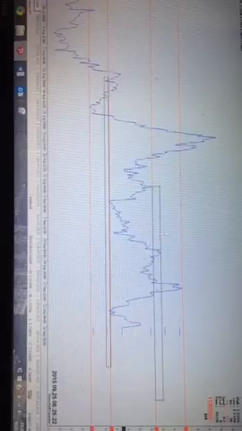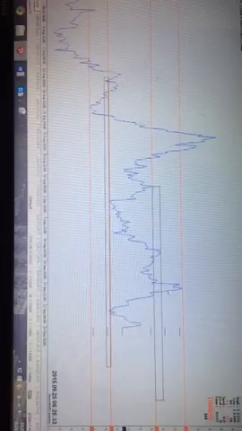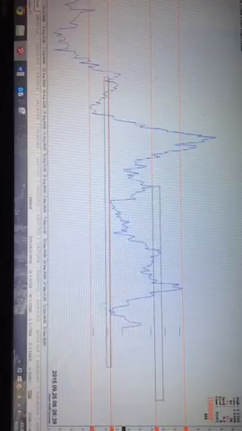So let's go back. So we have these lines on MetaTrader 4, that's our platform. So we have these lines, as you guys can see, and zones. So we're looking for price to come to these zones. So look, price is coming down to these zones.